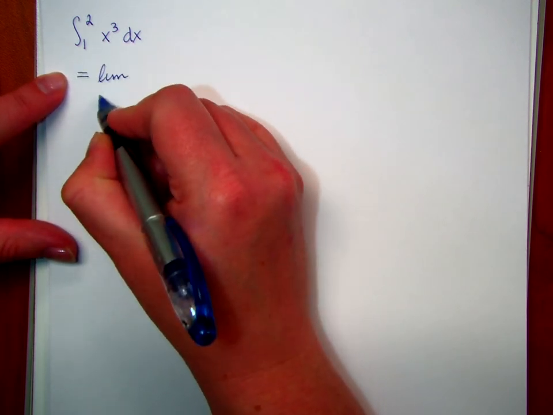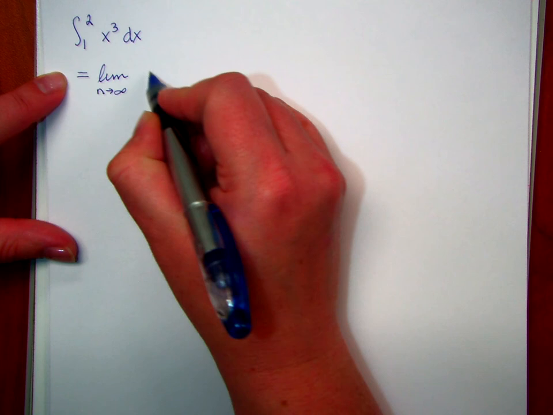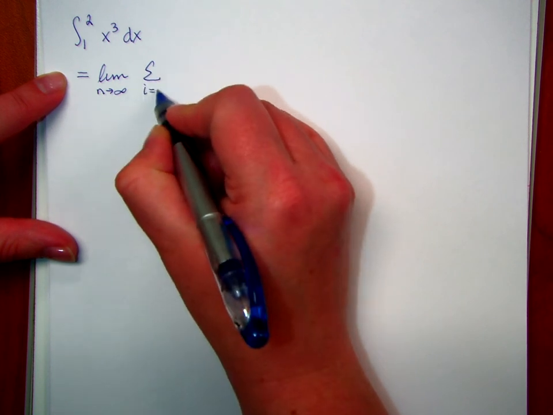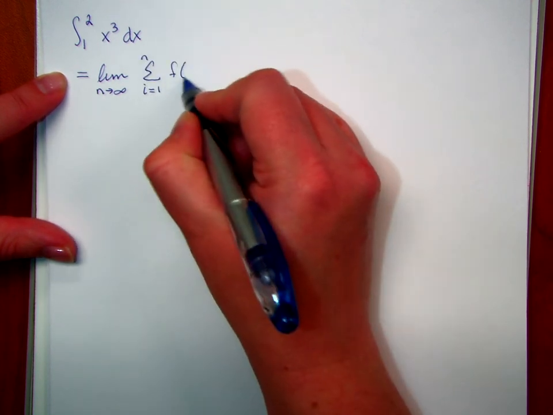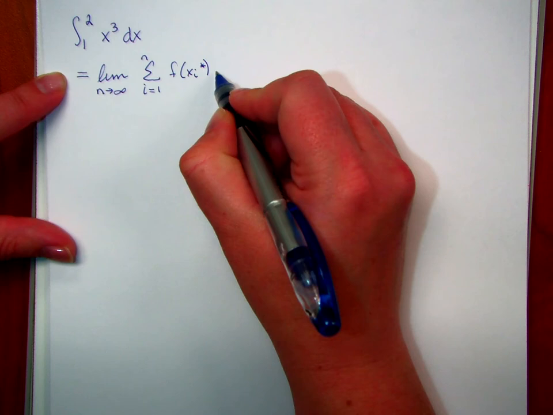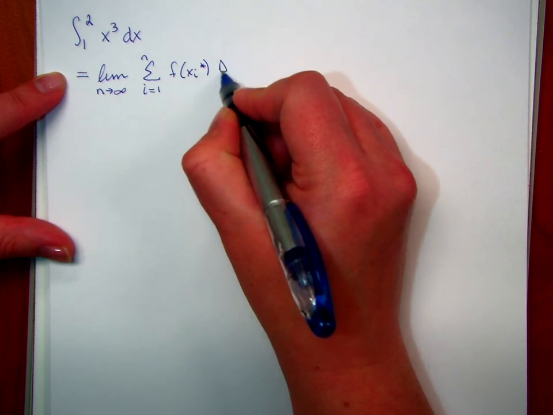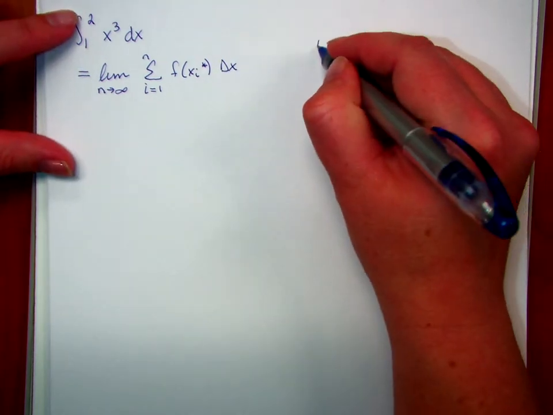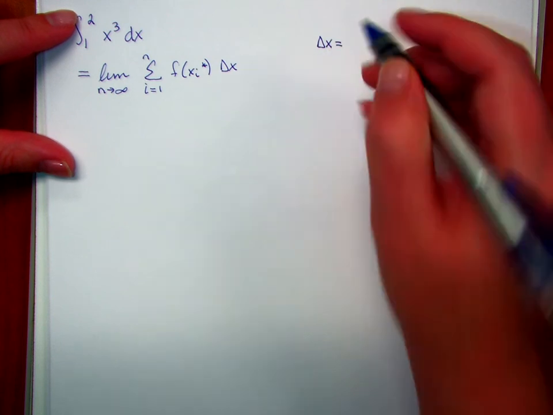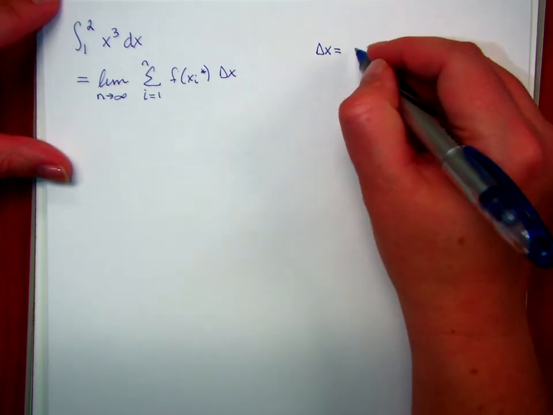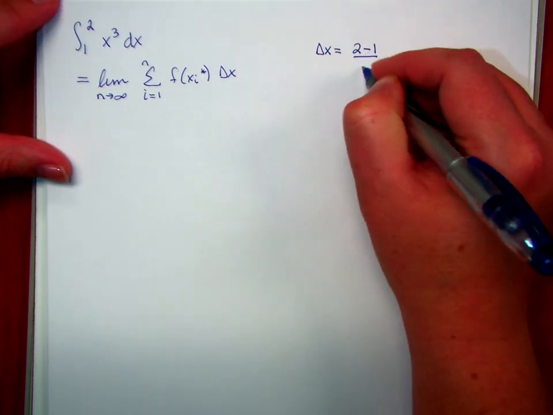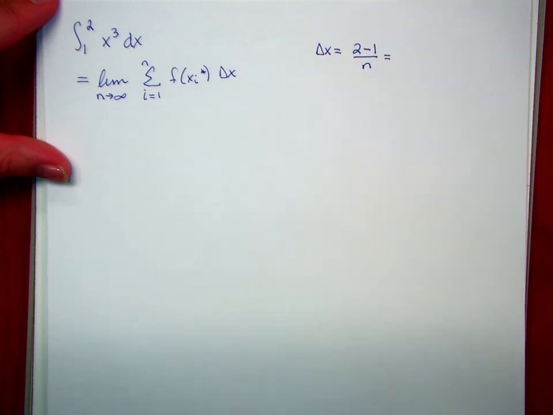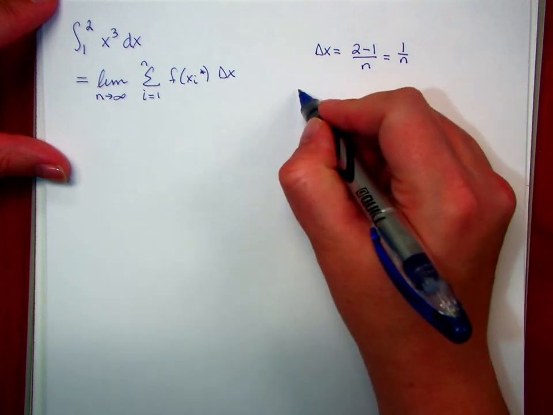This is the limit as n goes to infinity of the sum from I equals 1 to n of f of x sub I times delta x. Now let's figure out what delta x is. Delta x is the upper limit minus the lower limit, divided into n subintervals, so we get 1 over n. Then let's find a pattern for what x sub I, or x sub I star, is.